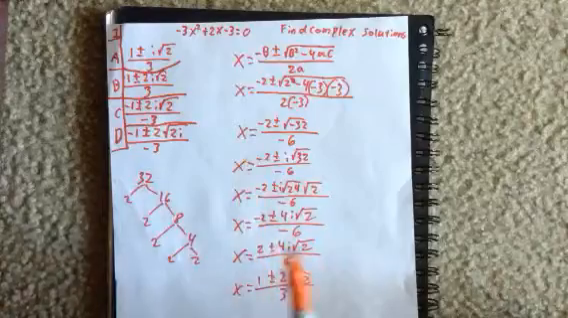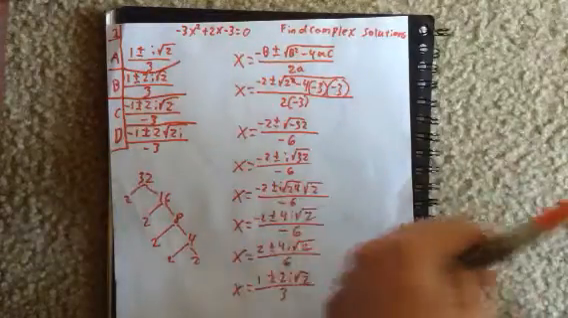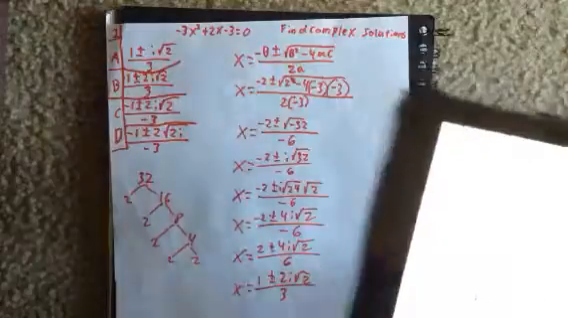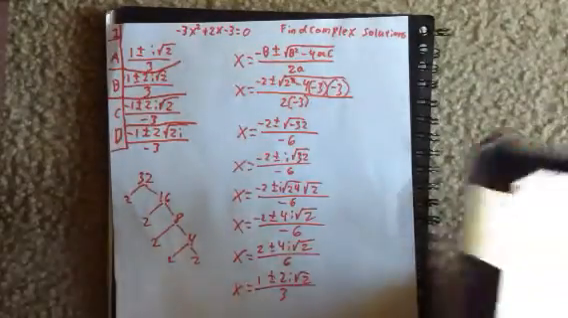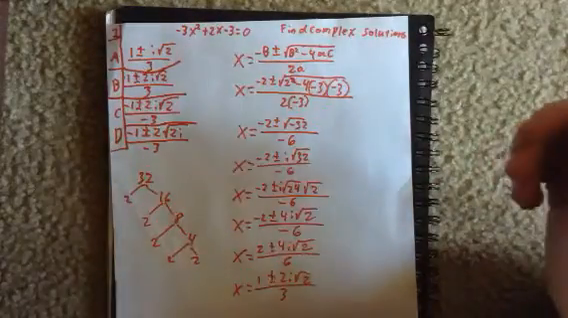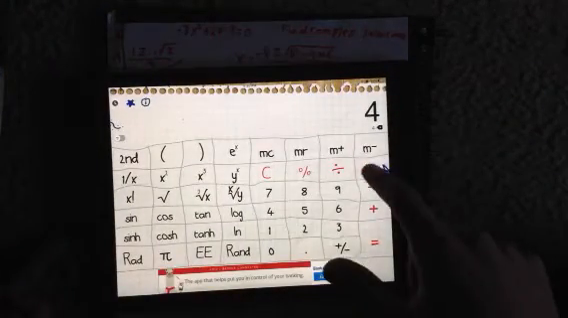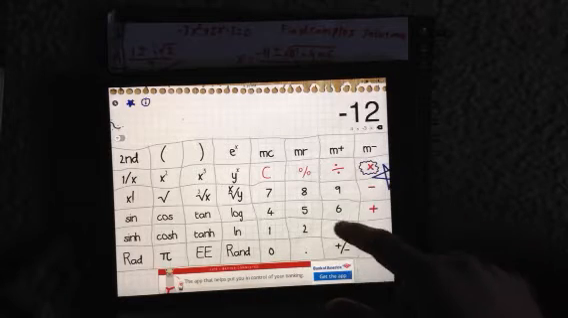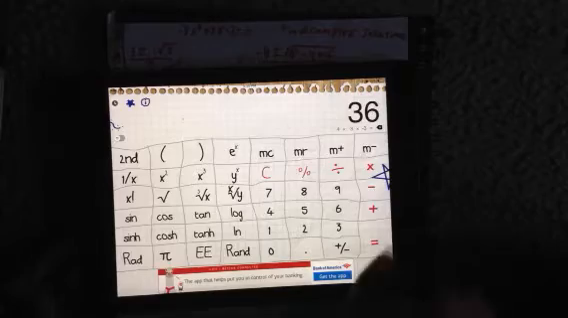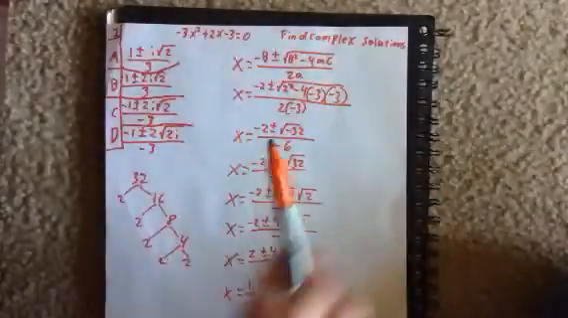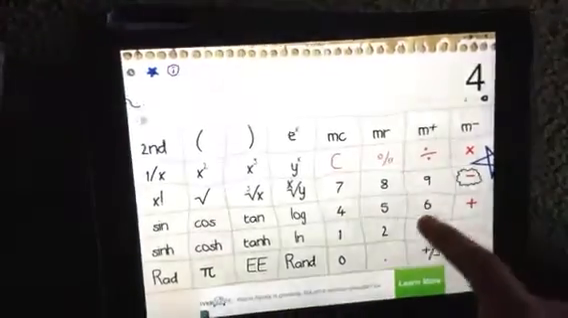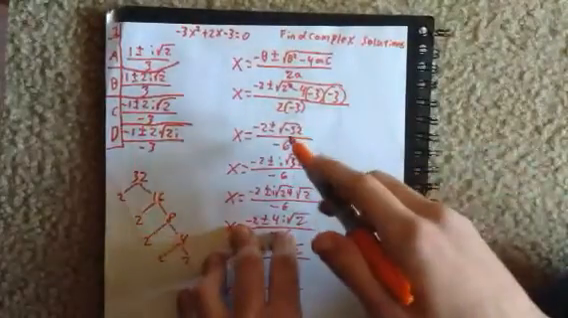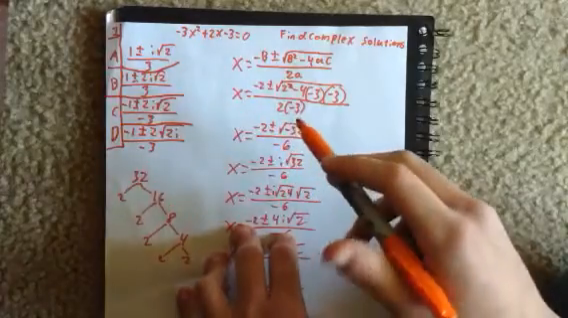So 2 to the power of 2, or 2 times itself, 2 times 2 equals 4. That's pretty obvious. And now we need to do 4 times negative 3 times negative 3. So 4 times negative 3 times negative 3 equals 36. But we need to do 4 minus 36, which equals negative 32. So that negative 32 is what goes under our square root.